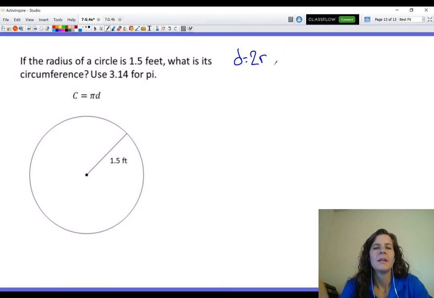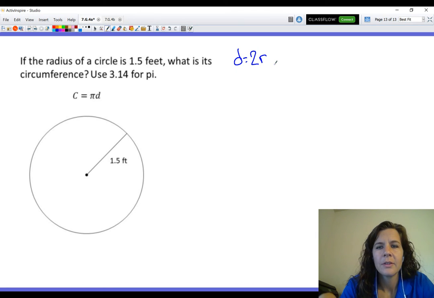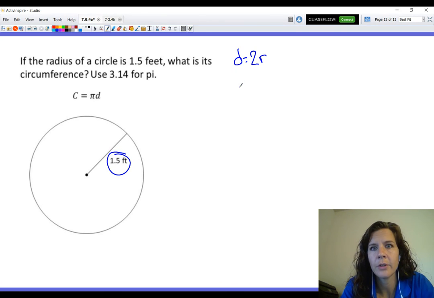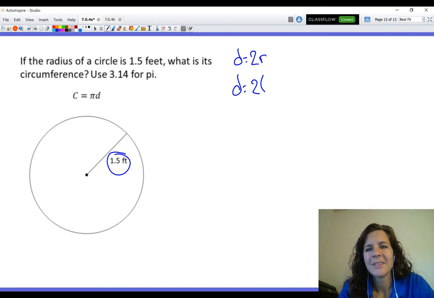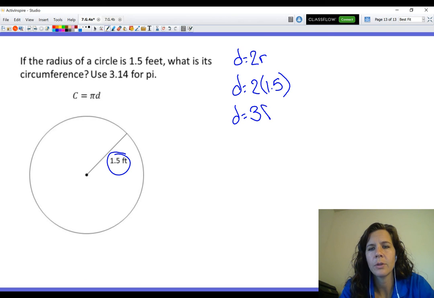Okay, you're back. So let's work through this. So we know the radius is 1.5 feet. It says it's right here. Half of the diameter, halfway across the circle. So diameter equals 2 times 1.5. So the diameter, 2 times 1.5, is 3 feet.